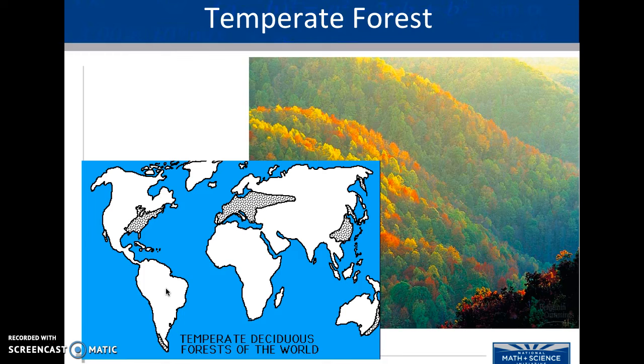We see a lot of deciduous trees. That's going to be your non-coniferous trees, so maple trees, which is what turns such beautiful colors. We also have coniferous trees, but we are characterized by more deciduous trees.